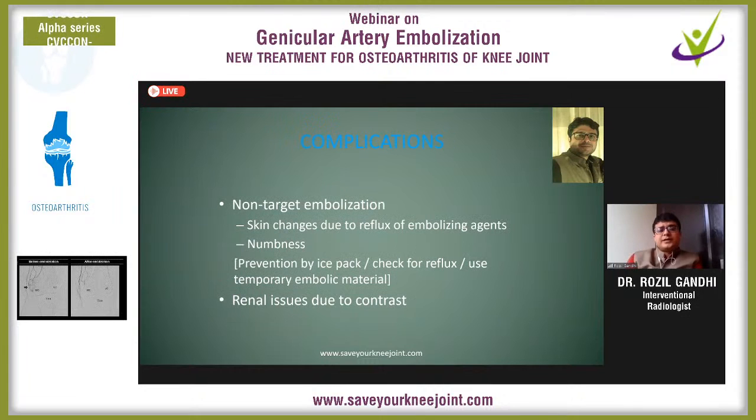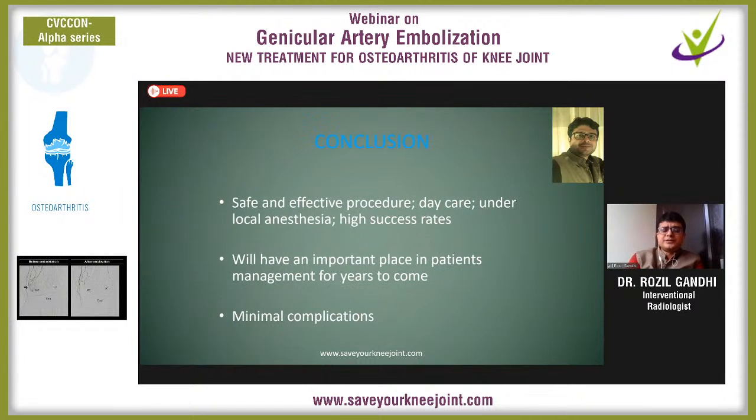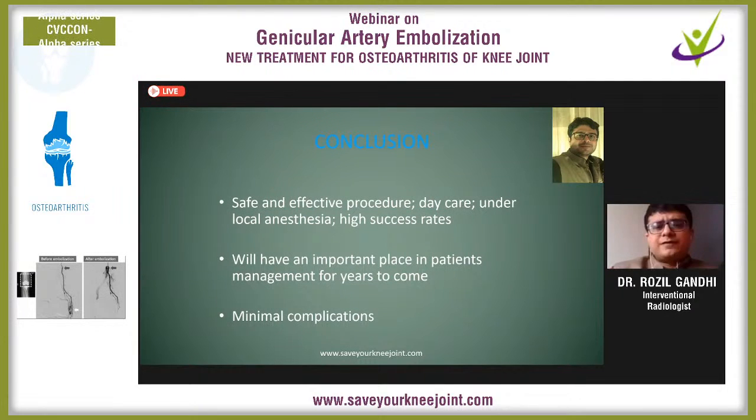Complications: there can be non-target embolization, embolization to other vessels other than the genicular arteries. There can be skin changes, numbness, but that can be prevented by use of a temporary embolic agent like imipenem, which we use. So there is minimal or almost no complication. There can be renal issues due to contrast, but we can pre-evaluate the patient with creatinine and blood parameter levels. It is a safe, effective procedure.